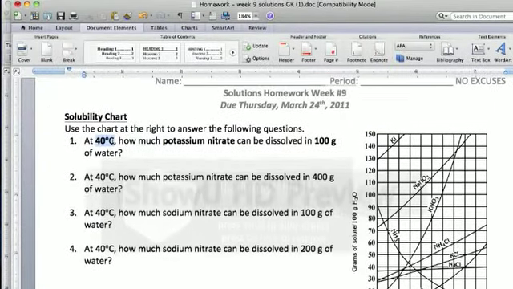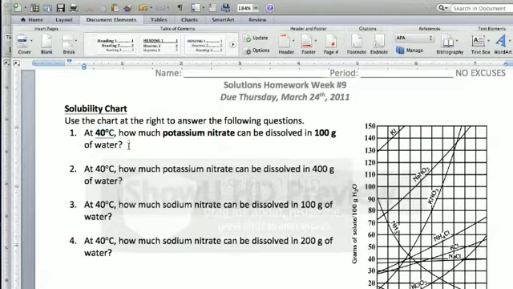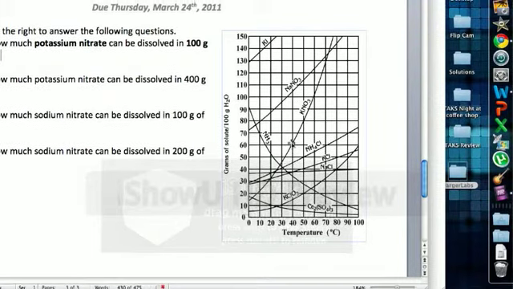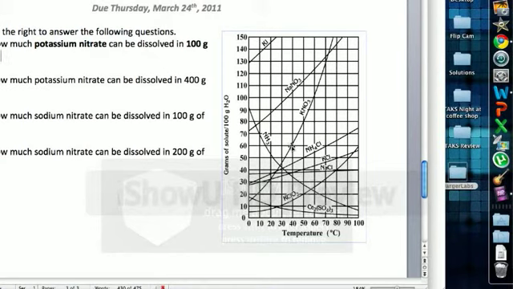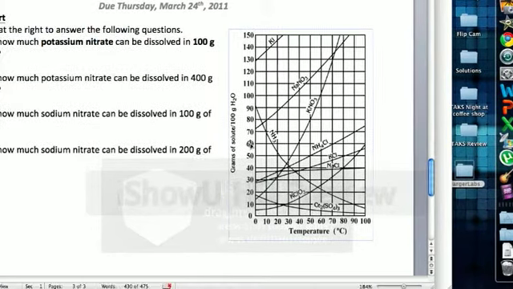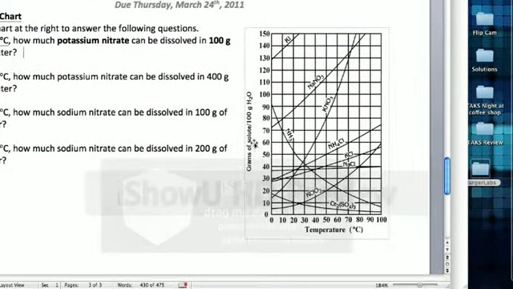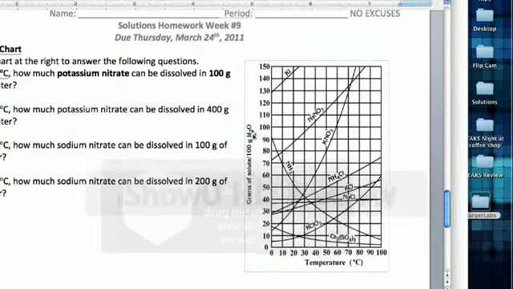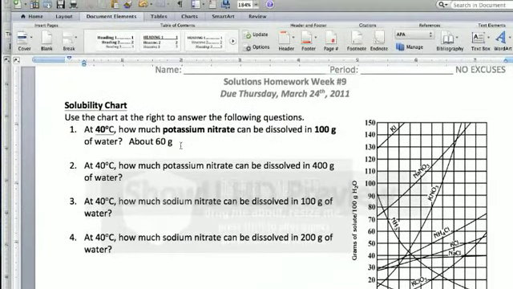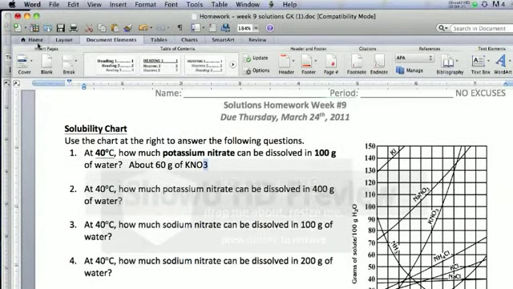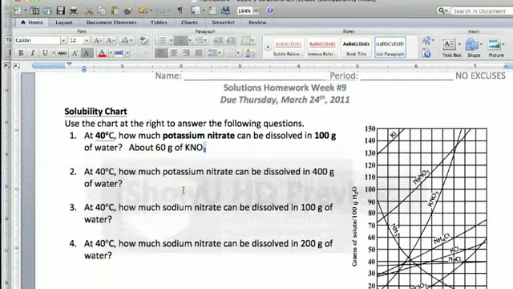Now it says at 40 degrees. You have to start with the temperature. Down along the bottom axis of this graph, we've got temperature. So right there is 40 degrees. We're going to follow that line up until we hit the KNO3 or potassium nitrate line, and then we're going to follow it over to about 60 grams, because remember that this axis shows grams of solute that can dissolve in 100 grams of water. So we would say about 60 grams of KNO3. And if you want to be fancy, you take that little 3 and you make it a subscript.